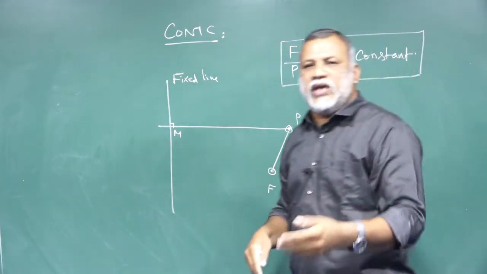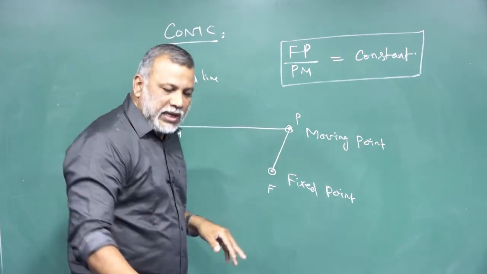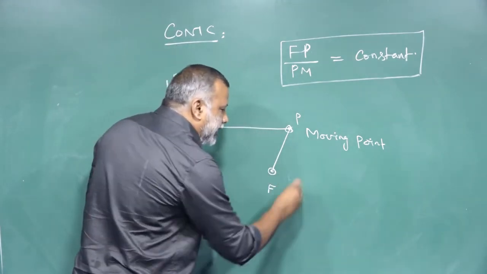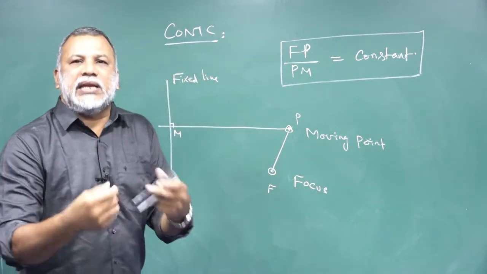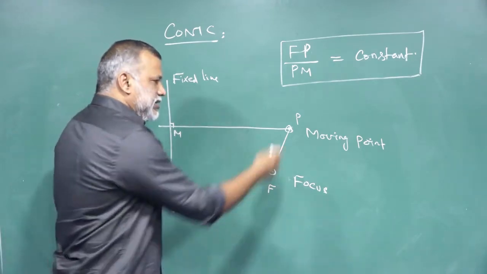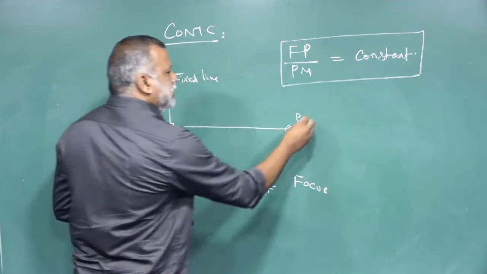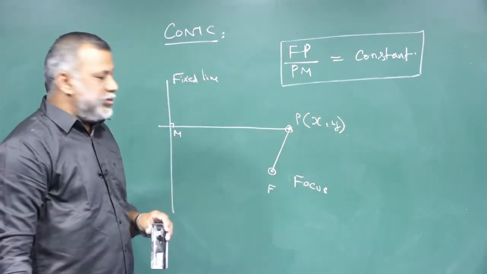Now we are going to give the representations. Already we are giving the name F. This fixed point is called focus. Hereafter, the fixed point is technically named as focus. This is the moving point always. It is denoted by x comma y.